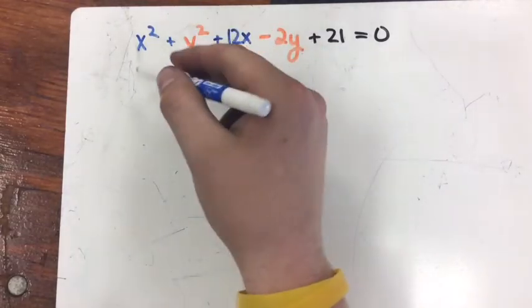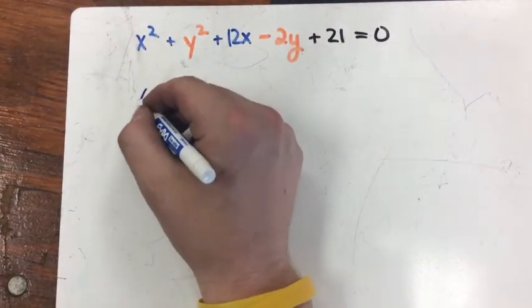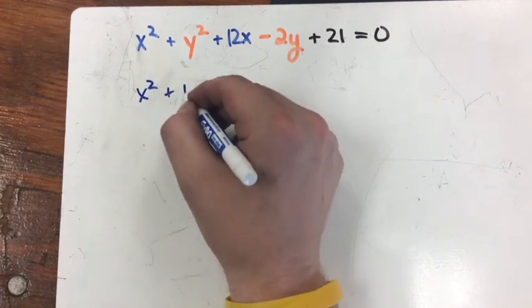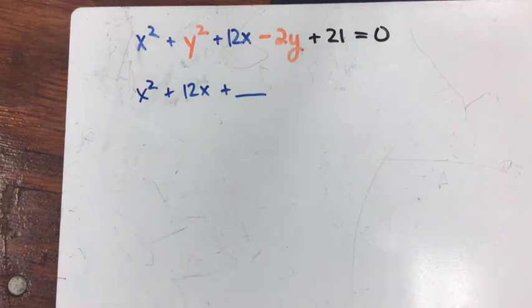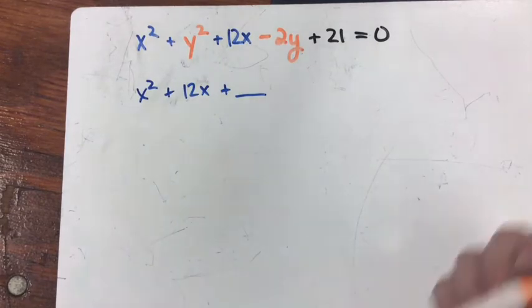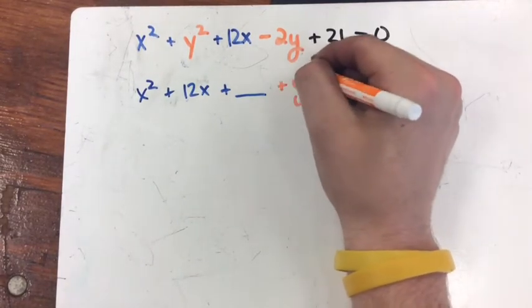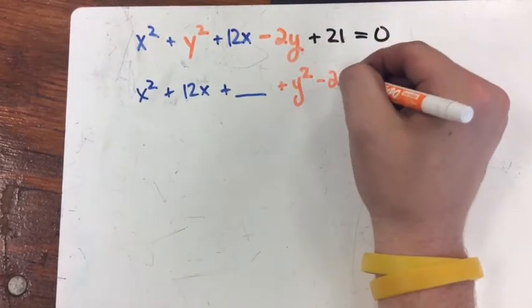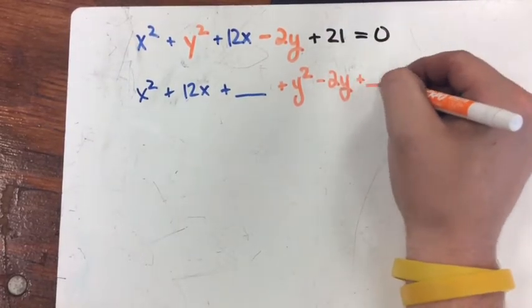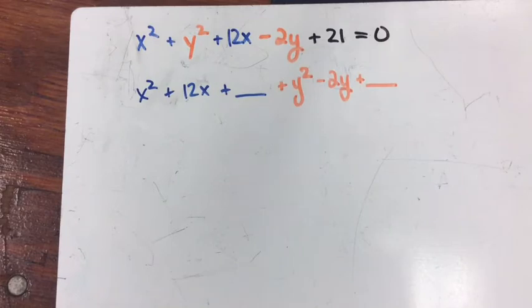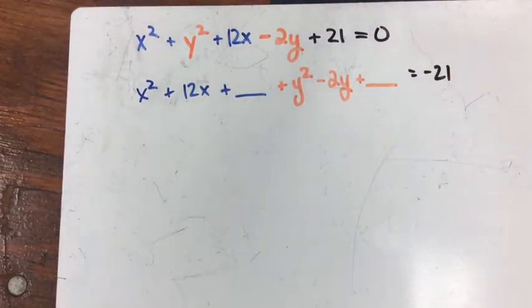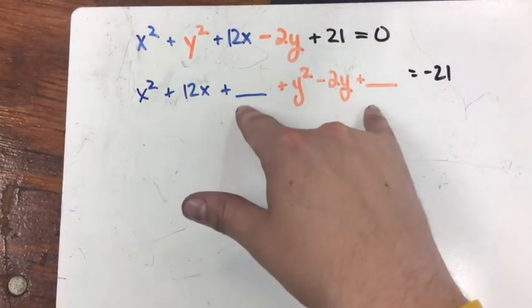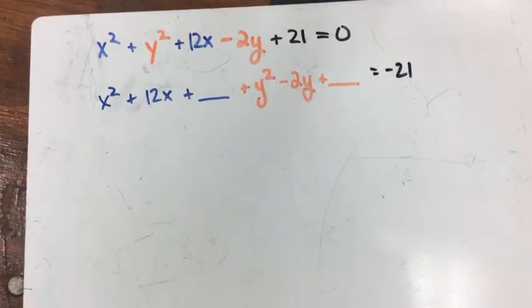The first thing you want to do is organize this. So I'm going to put all the blue together, x squared plus 12x, and I'm going to leave a blank there. Next I'm going to have plus y squared minus 2y plus some blank. And I'm going to move this 21 over to the other side. The reason I'm leaving these two blanks is because we have to do something that we haven't done in a while called completing the square.